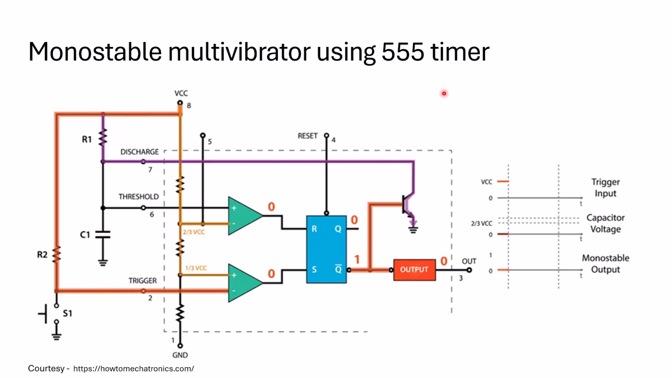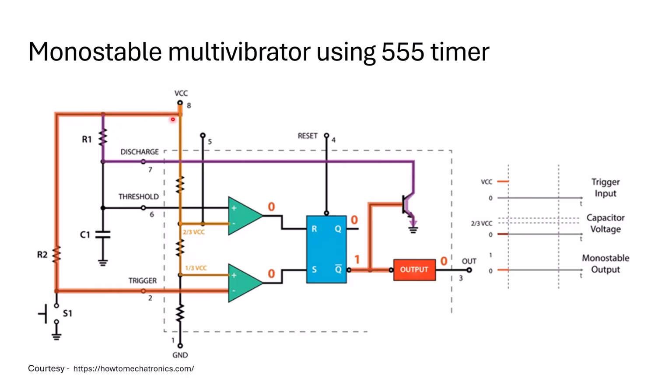So here, initially, let me see how the circuit is going to work. The circuit diagram of monostable operation is given here. So this is taken from howtomechatronics.com. Let me see how the circuit is going to work. Initially, a switch is connected to the trigger pin and this switch is in the open state. So when the switch is in the open state, the VCC, the supply voltage, will flow through the resistance R2 to the trigger pin.